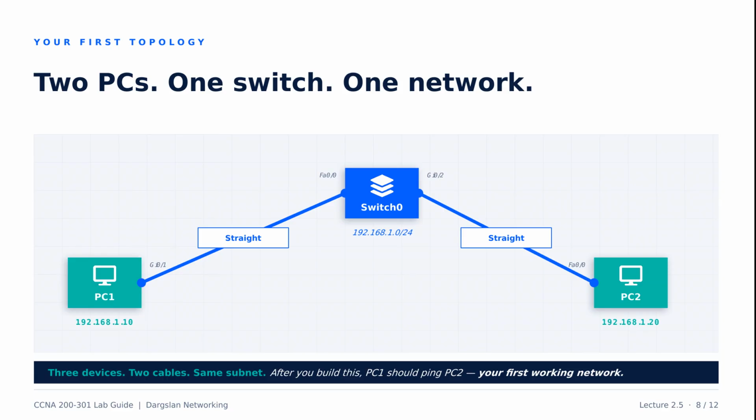And that's exactly where we're headed now. Your very first topology. 2 PCs, 1 switch, 1 subnet. 192.168.1.0/24 with PC1 on .10 and PC2 on .20. Both cables here are straight through, because remember, PC to switch is a different device pairing, so different goes straight. Build this, watch those link lights go green, and PC1 should ping PC2. That's your first working network.